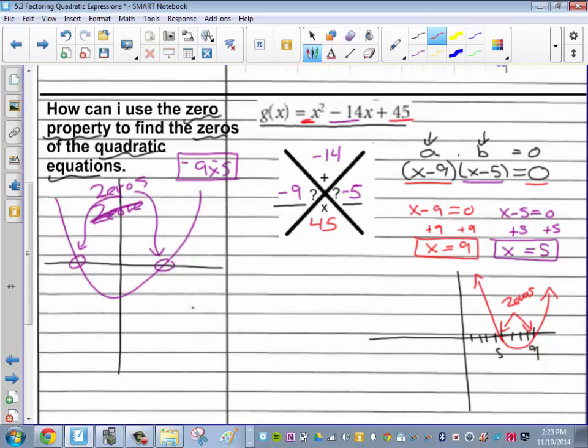And just so you know, did you have to go about solving this at this point? Really, it's kind of obvious. It's 9, right? It's the opposite of this one and the opposite of that one. So that is how you use the zero product property to find the zeros. In other words, where does the parabola cross over the x-axis of a quadratic equation?